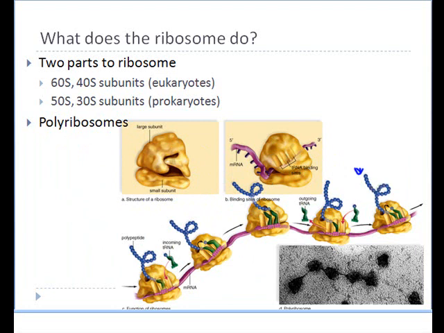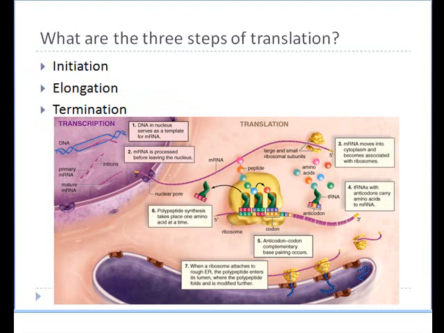So we will go on to some more steps in this process. There are three main steps of translation. The first step is called initiation, then elongation, and the last step is called termination. So I'm going to go over these in this section.